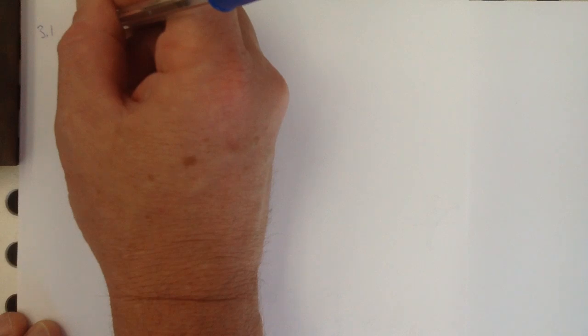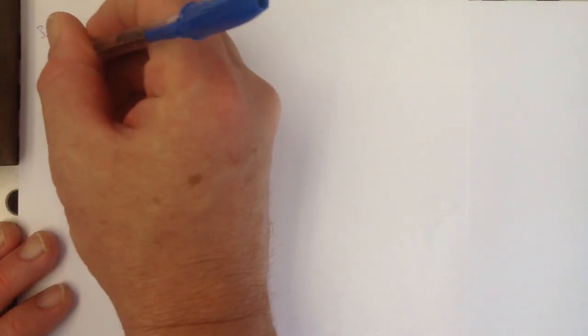Right, precalculus students, I'm going to do for you here from section 3.1, numbers 57 to 64. They come in two sets.